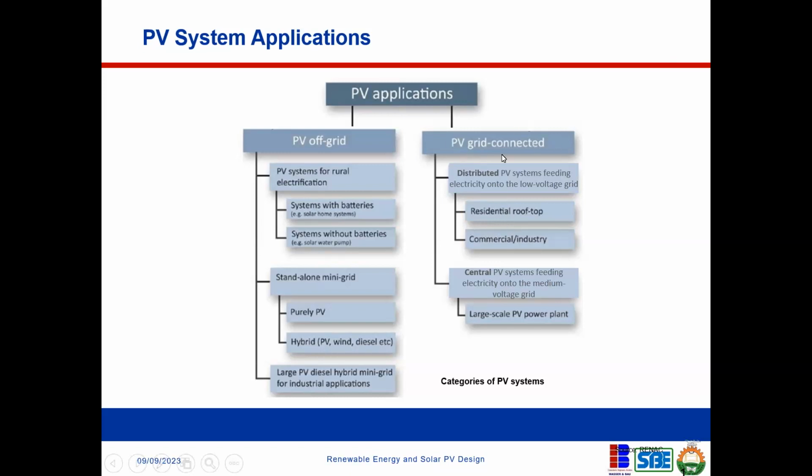So these are for grid-connected applications. You have distributed PV systems feeding electricity onto the low-voltage grid. You have residential rooftop. In Germany and in other developed countries, as a household or homeowner, you could put solar on your roof. It can be 3 kilowatts, it can be 5 kilowatts, it doesn't matter, but you can link it to the grid, right? Without battery storage, you can just connect it.